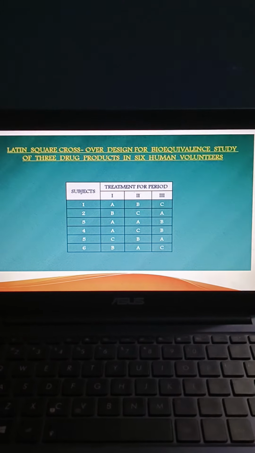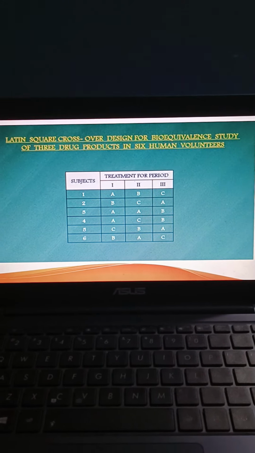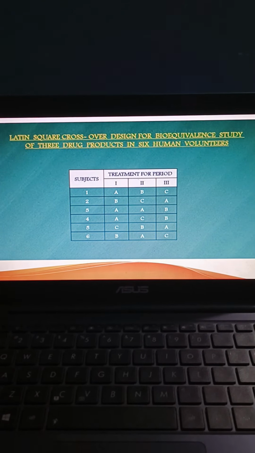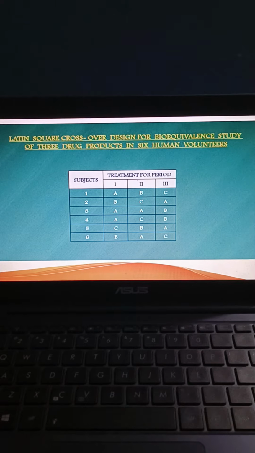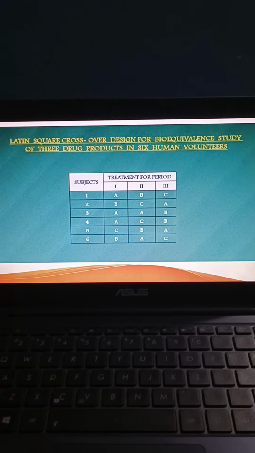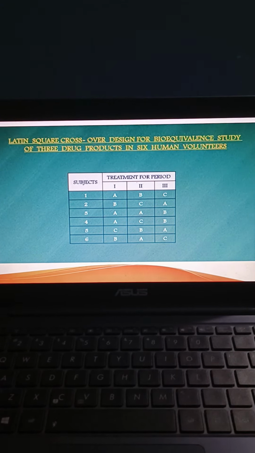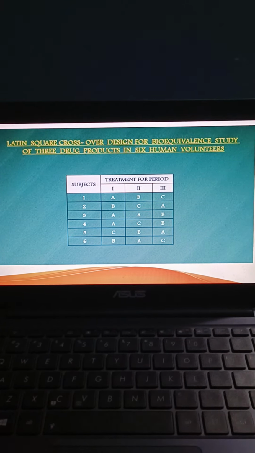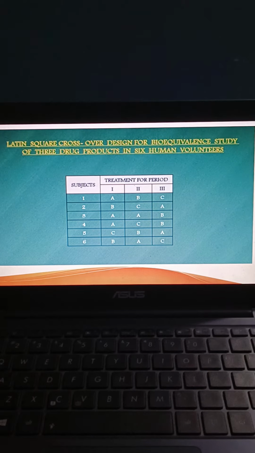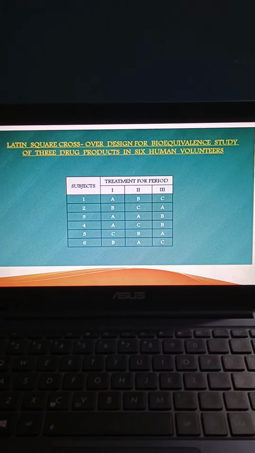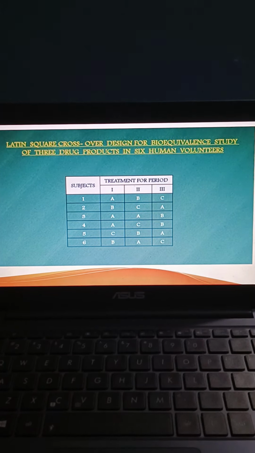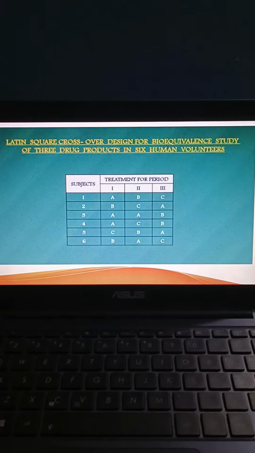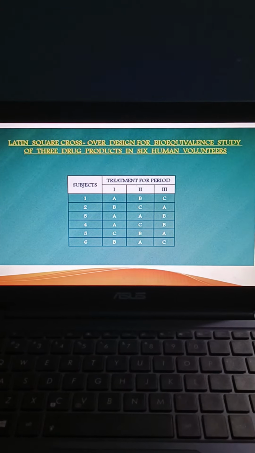Then Latin square crossover design for bioequivalence study of 3 drug products in 6 human volunteers. Subjects 1 to 3, 4 to 6. Treatment for period 1, 2, 3. Groups: 1 is A B C, 2 is B C A, 3 is C A B. Like this way the design is called Latin square.